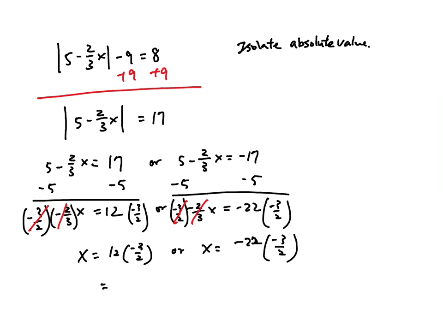Let's simplify this further. 2 goes into 2 one time, and goes into 12 six times. 2 goes into 2 one time, and goes into negative 22 negative 11 times. So this turned out to be 6 times negative 3, which is negative 18, or negative 11 times negative 3, which is a positive 33. So there are your two answers. Always isolate the absolute value by itself, and then we can use the properties to break it up.